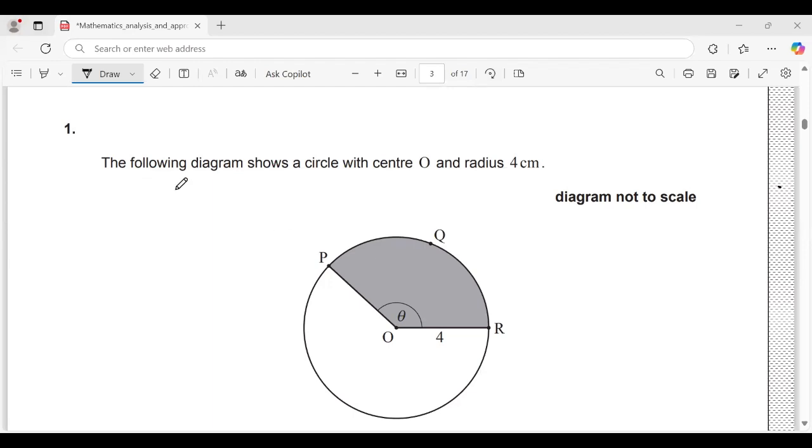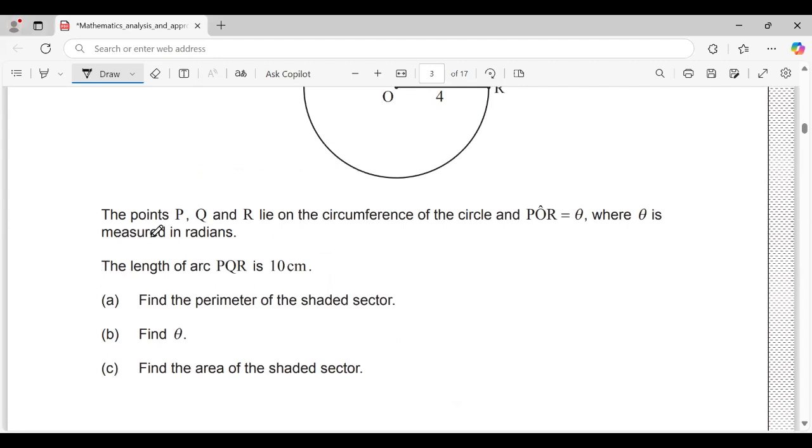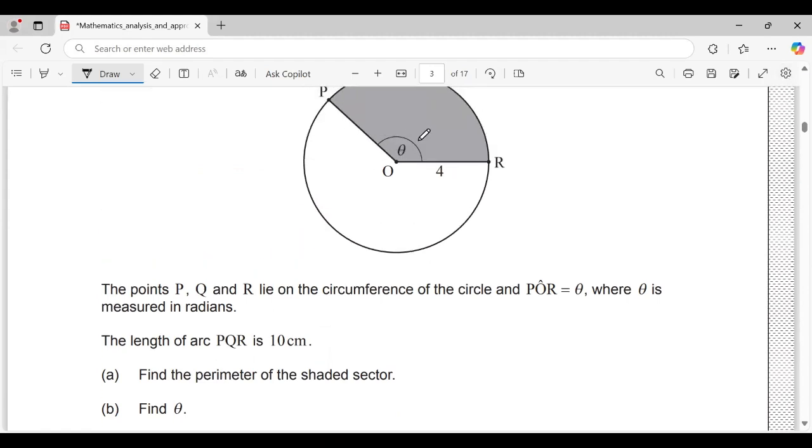Number one, the following diagram shows a circle with center O and radius 4. This is the circle. The points P, Q, and R lie on the circumference of the circle, and angle POR is theta. You can see on this circle, theta is measured in radians.